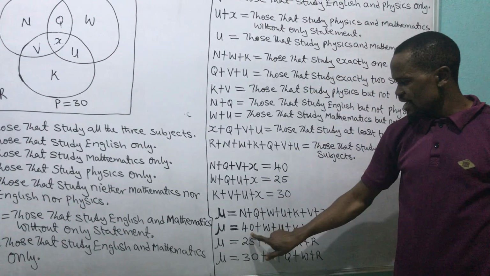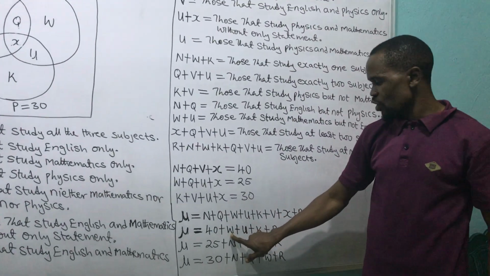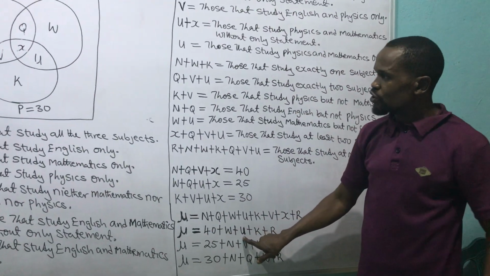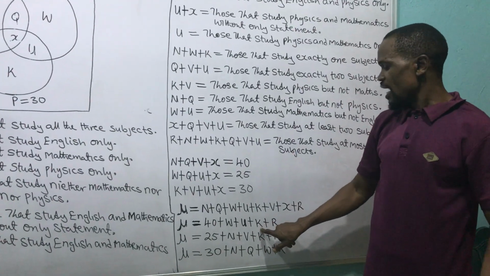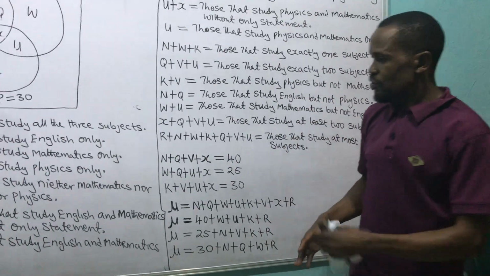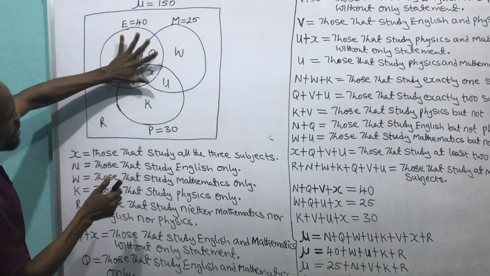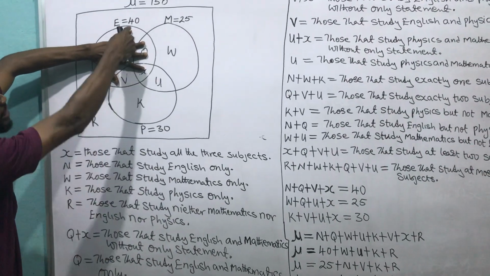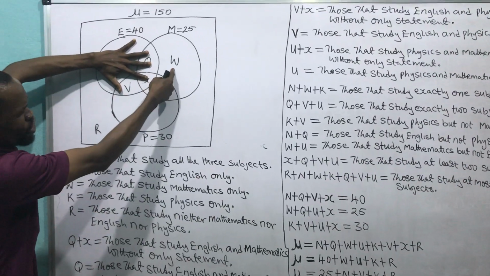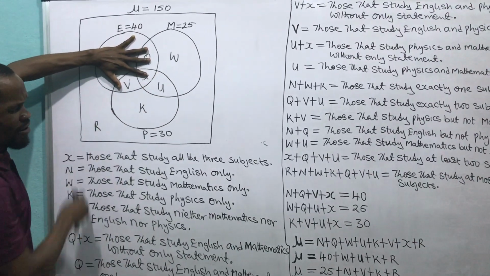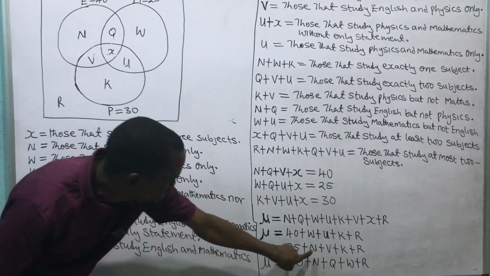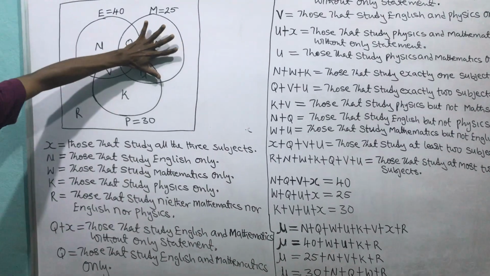What remains over there is W. The rest is U. The rest is K. And the rest is R. Watch it over here. Can I explain to you? Watch it. If I close this circle now, I take 40. The next is W, U, K, R.